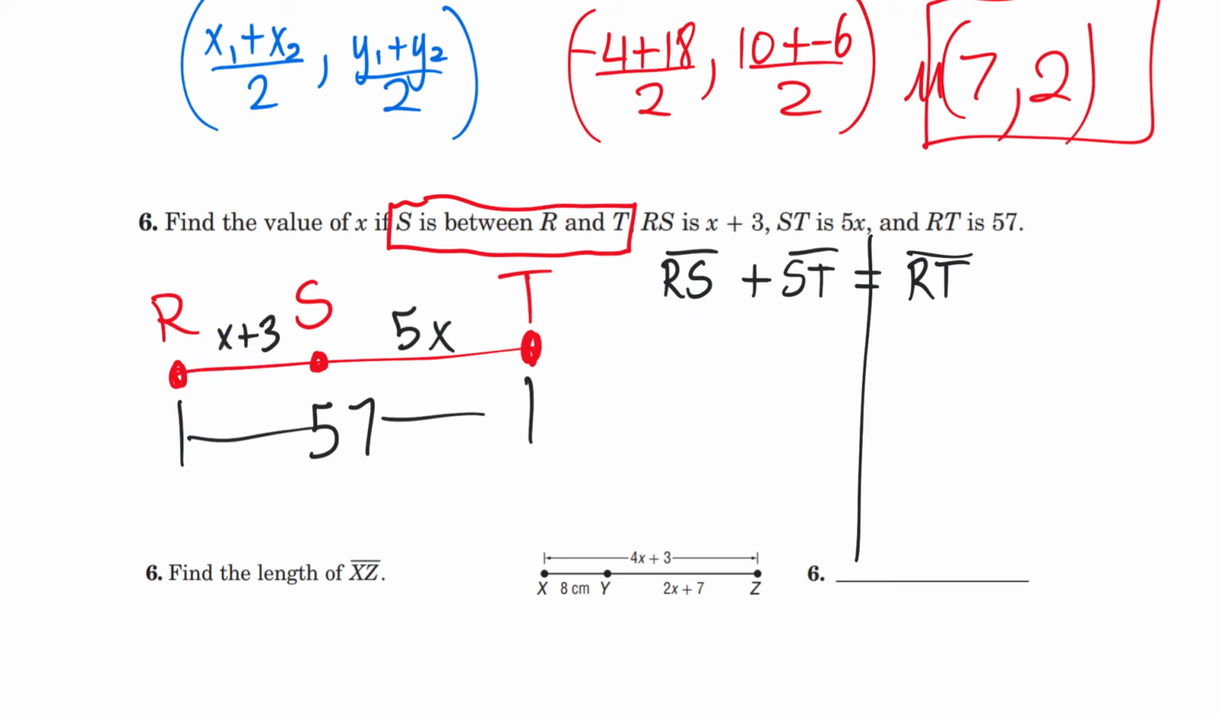RS is x plus 3, right? So I'm going to plug in x plus 3 right underneath there, plus, how long does it say ST is? 5x, and then how long is RT? It's 57.